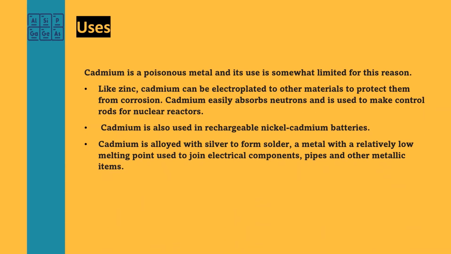Cadmium is a poisonous metal, and its use is somewhat limited for this reason. Like zinc, cadmium can be electroplated to other materials to protect them from corrosion. Cadmium easily absorbs neutrons and is used to make control rods for nuclear reactors. Cadmium is also used in rechargeable nickel-cadmium batteries. Cadmium is alloyed with silver to form solder, a metal with a relatively low melting point used to join electrical components, pipes, and other metallic items.